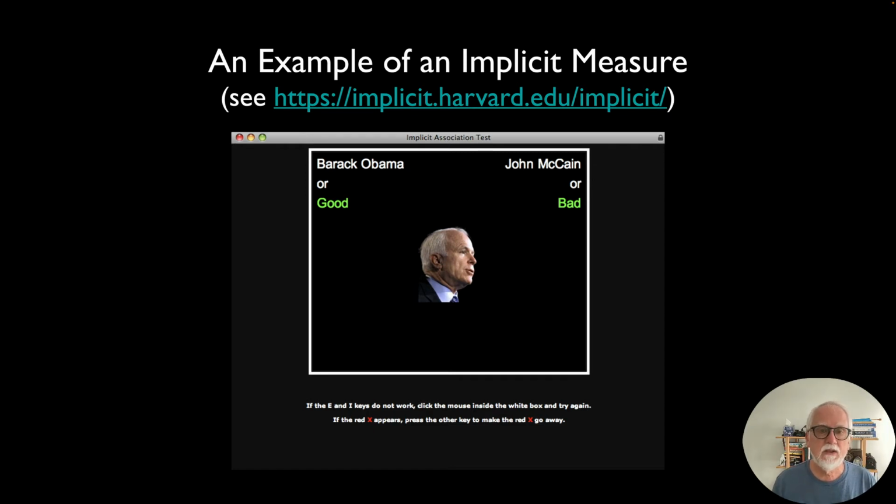And as I said, you can do this for different political figures. You can do it for racial groups, ethnic groups. You can do it for fast food versus healthy food, anything you're interested in measuring an attitude. So the IAT isn't really just only for measuring prejudice, but it's very often used these days as an implicit measure of prejudice. So take it yourself if you haven't ever done so. You can go find that implicit association test online somewhere.